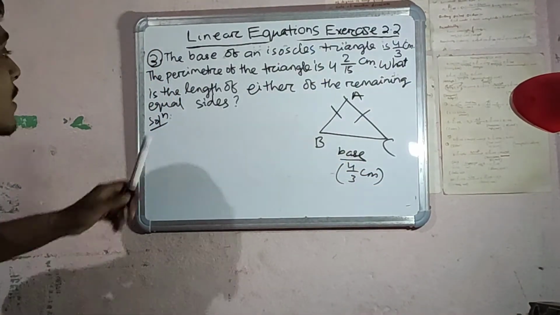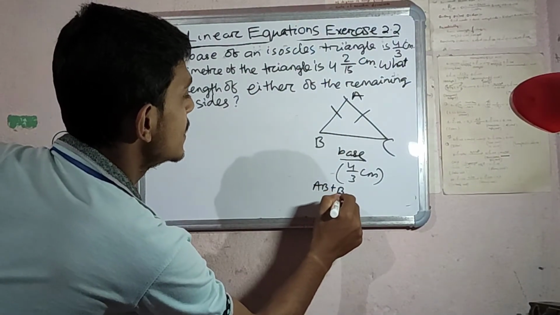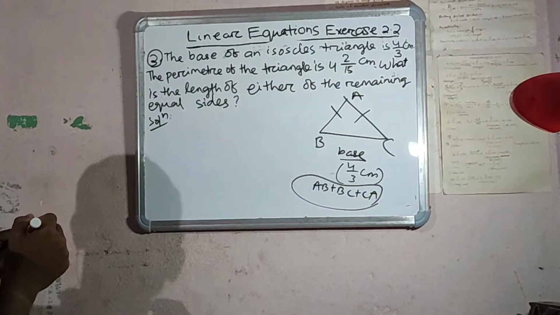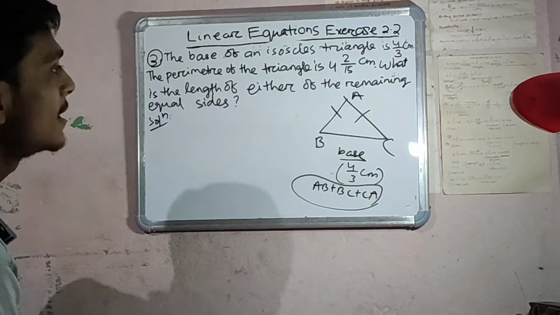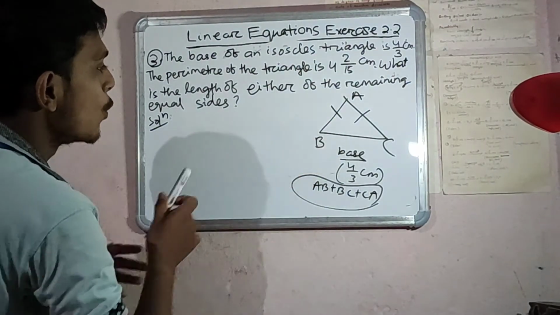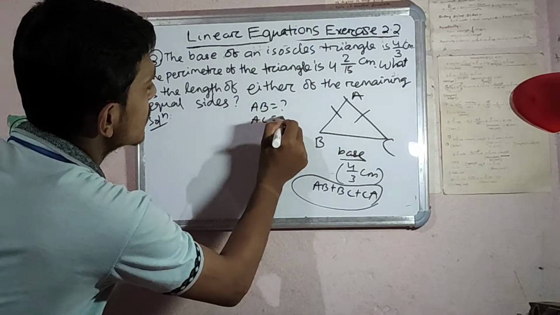And the perimeter of the triangle is given. Perimeter means AB plus BC plus CA. This is given as 4 2 by 15 centimeter. The question is what is the length of either remaining side? That is, we have to find the length of AB and the length of AC.